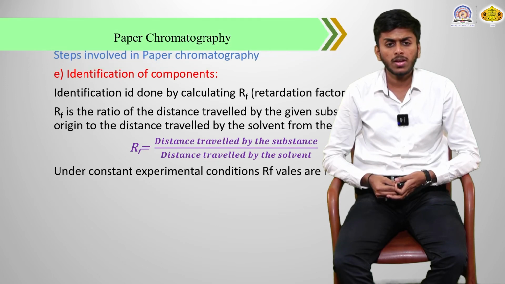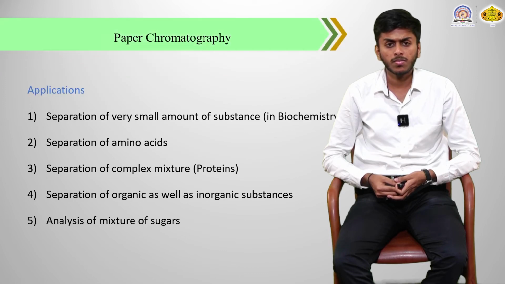Paper chromatography. Last is the identification of a compound. Identification is done by calculating the retardation factor, RF value. RF is the ratio of the distance travelled by a given substance from the origin to the distance travelled by the solvent from the origin. Under constant experimental conditions, RF values are reproducible.